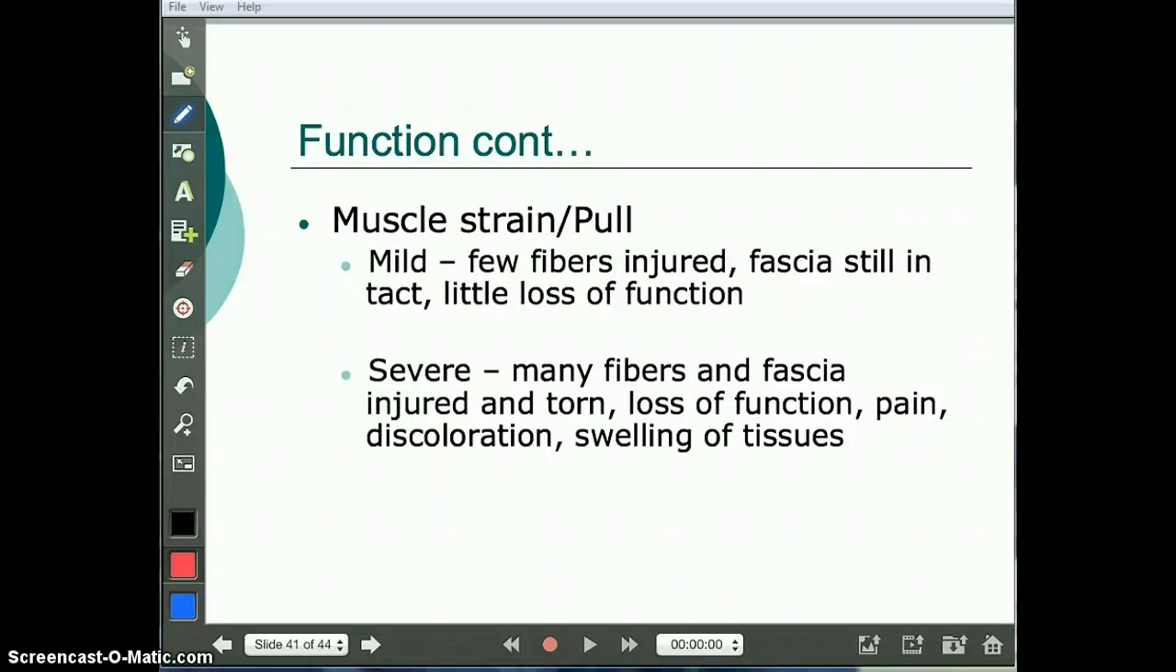Fortunately, some of us have had muscle strains or muscle pulls, mild strains where you only have a few fibers torn, but you still have fascia all intact. But if you have a severe strain or a pull, you actually can tear some of your fascia and almost pull some of that off of the periosteum of the bone. So it can be very, very damaging.